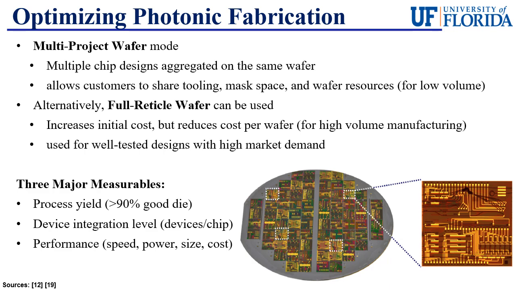Foundries are always looking for a high process yield and high density of devices per chip, all to maximize performance. Performance is maximized by maximizing the speed and minimizing the consumed power, device footprint, and manufacturing cost per chip.